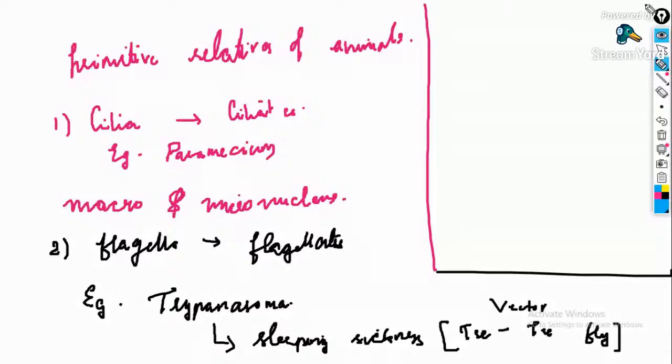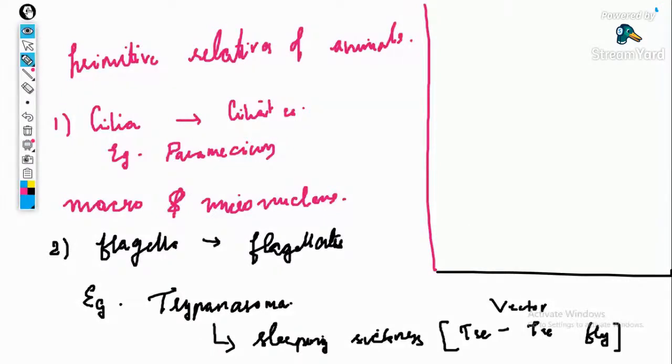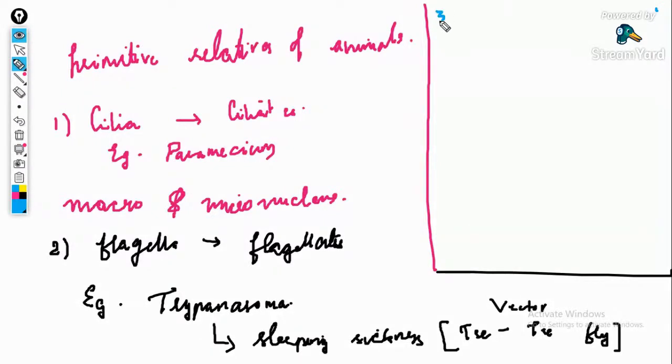Next is the third point. Third classification. We should move fast. On the basis of pseudopodia.